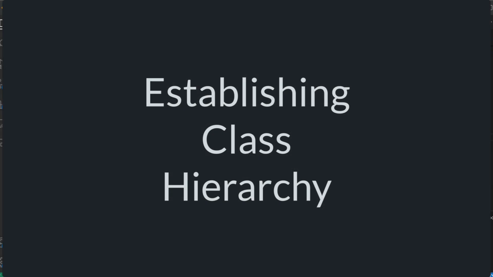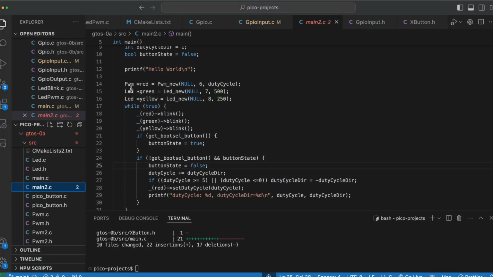So before we get started, it might be useful to go back and look at the main program from our last segment. If you remember, we had the PWM class. We created a red LED, a green LED that just blinks, and an LED that blinks faster. Here's the loop where we blink the LEDs, and then we check the boot select button and set its state, and then call the duty cycle code in the event of a button click.